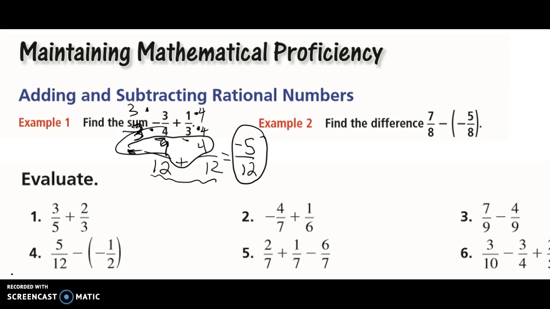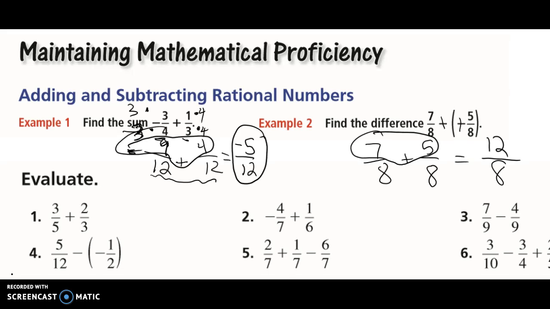Looking at example 2, I have 7/8 minus a negative. Well, minus negative, same, change it to plus 5/8. I already have common denominators, so just carry the 8 along and go ahead and add your numerators together and get 12/8, which does reduce to 3/2. So my answer is 3/2.